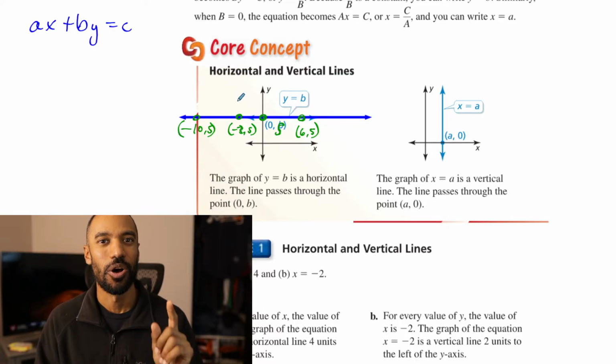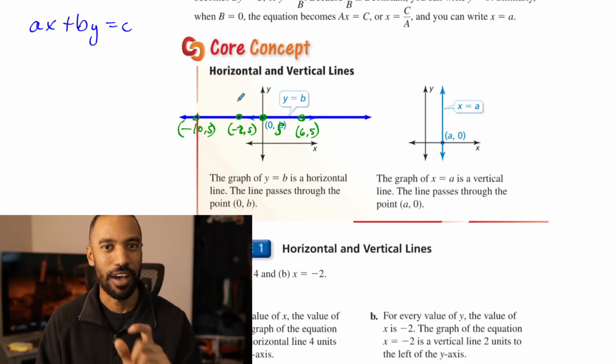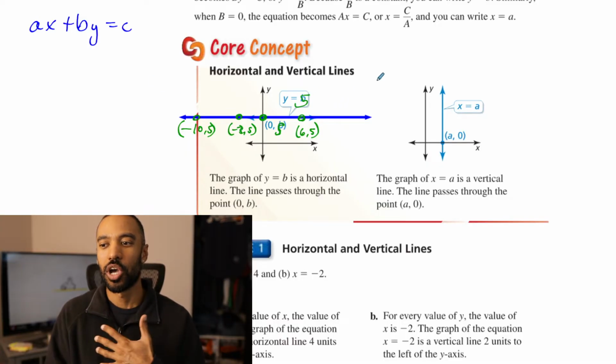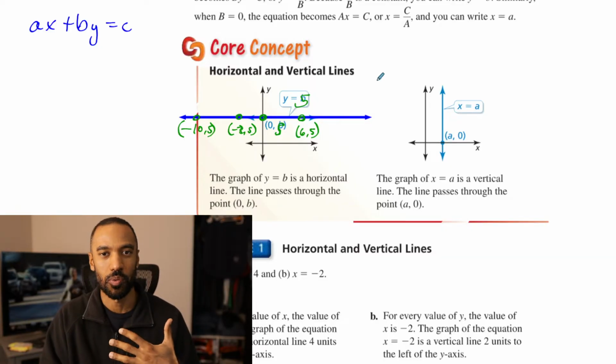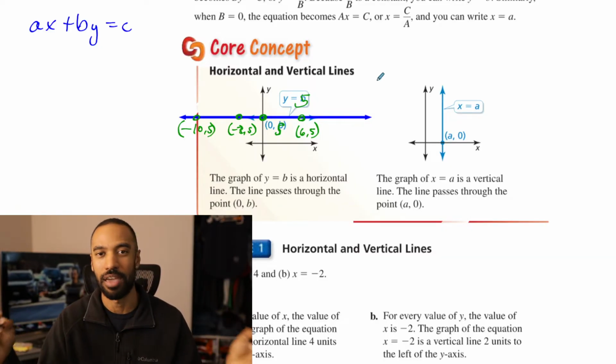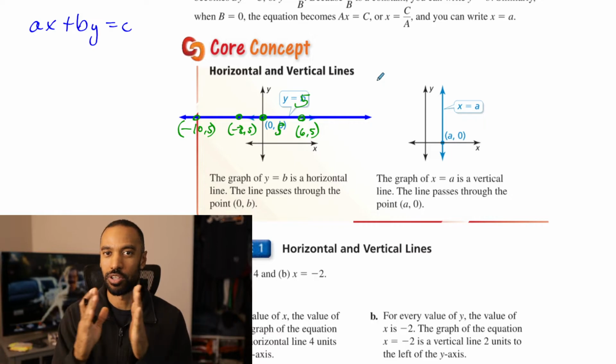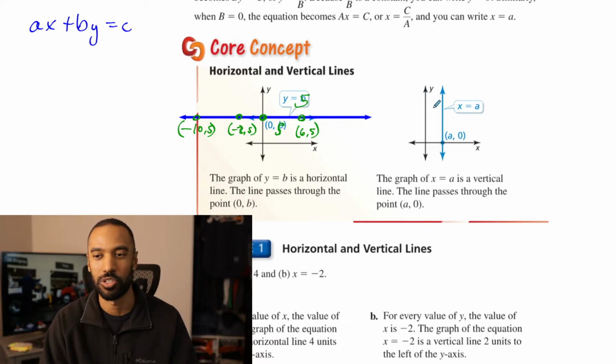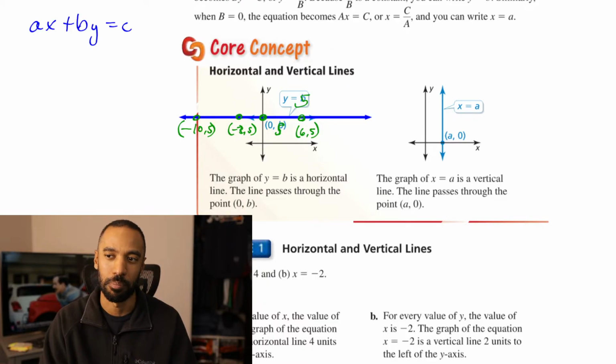Say it. Y equals 5. That's what they all have in common. Y equals 5. So that's why this equation works the way it is. No matter what x is, the y value is always 5. As far as I go left and right on this thing, the y value is always 5. That's what that means. That's why that is.